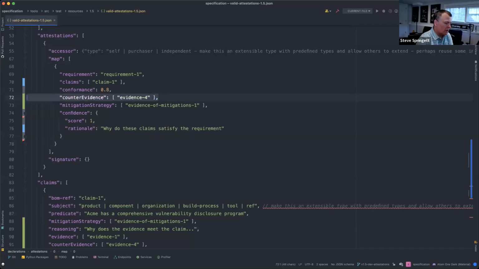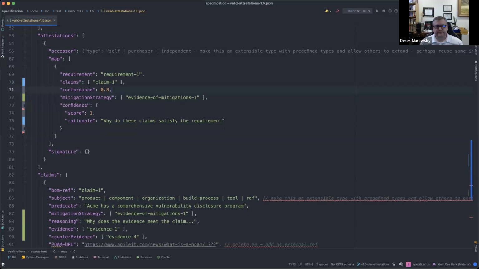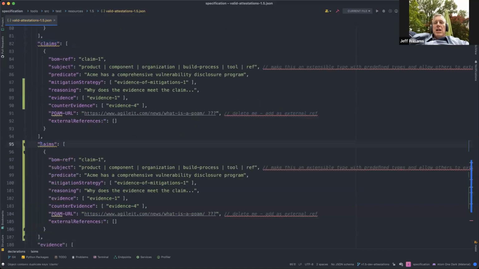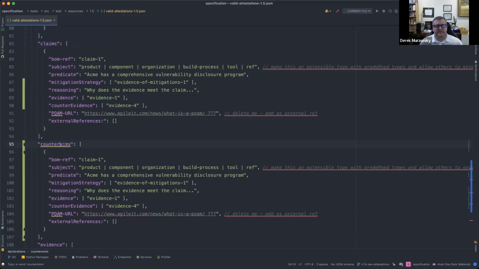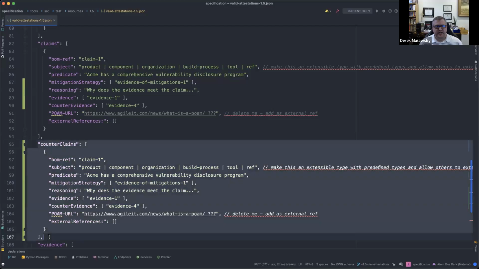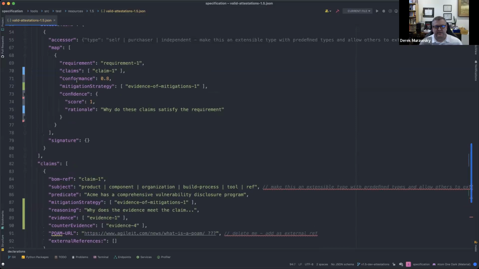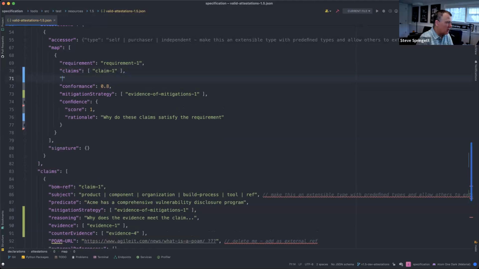So that would mean getting rid of this and putting a new, instead of claims, we would add another thing called counterclaims with the same structure. Yes. Oh, well, it could be claims. It would still be claims. It would just be another instance of claim. It doesn't need to be counterclaims as a whole new section. You just have an additional array up there in the mapping called counterclaims. So claims and counterclaims.